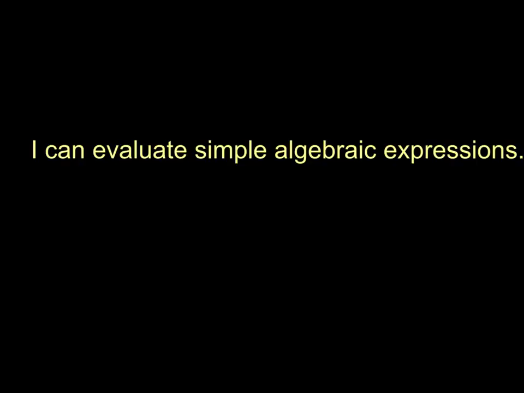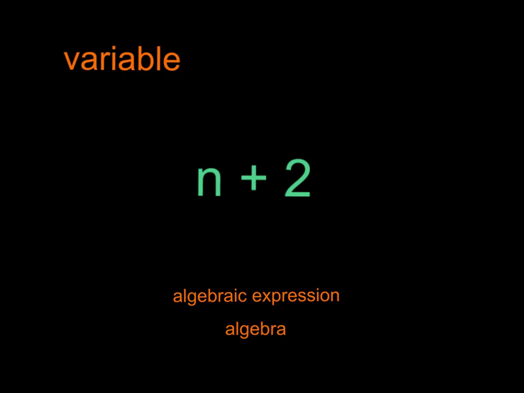Today's learning target is I can evaluate simple algebraic expressions. There are a couple of terms that I'd like to go over with you first. The first one is variable. A variable is any symbol, and usually in math it's a letter, but it can be any symbol, and it represents any amount or any number. So in this case, this n means some number.